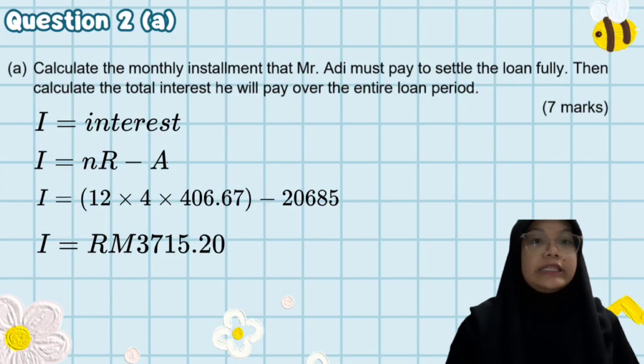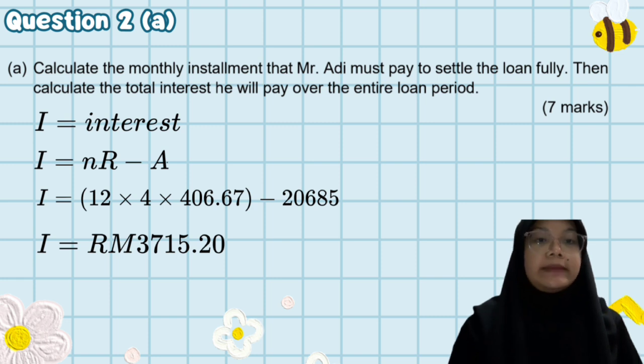After that, we need to calculate the total interest he will pay over the entire loan period. We need to use the formula I equals nR minus A. I means interest. Now we insert all the information into the formula, which is I equals 12 multiplied by 4 multiplied by 406 ringgit 67 cents minus 20,685 ringgit. Now after calculation, we will get I equals 3,750 ringgit 20 cents.